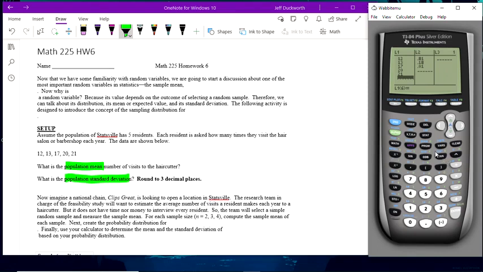So we're now going to run our 1-Var Stats to find the mean and standard deviation of this population. So stat, calculate, 1-Var Stats. We're going to just tell it L1. We'll deal with the L1, L2 in a little bit, but this is just a set of data. This is Unit 1 stuff here.